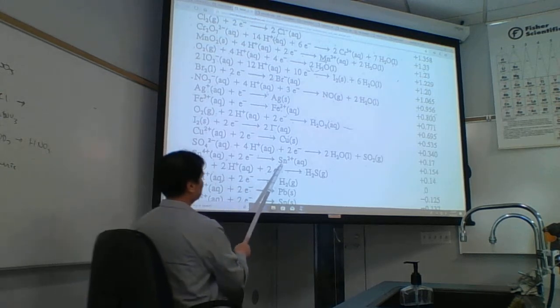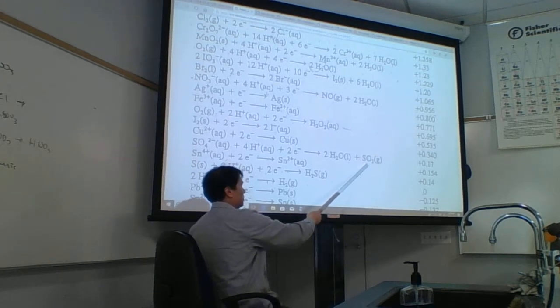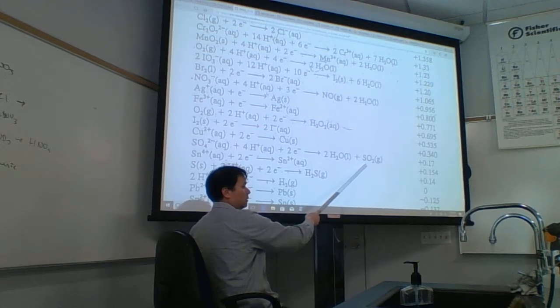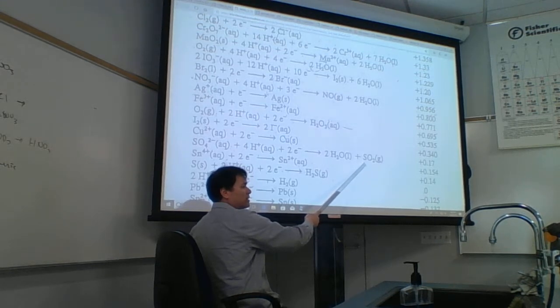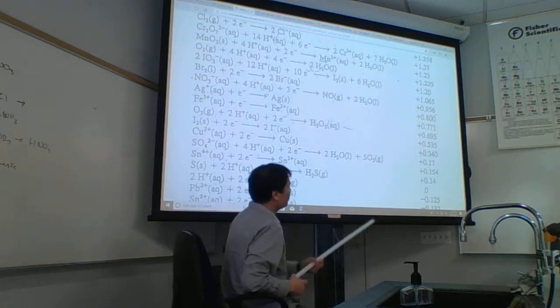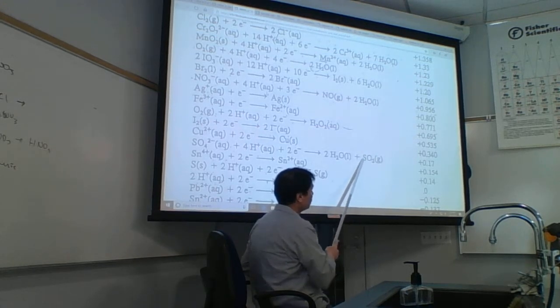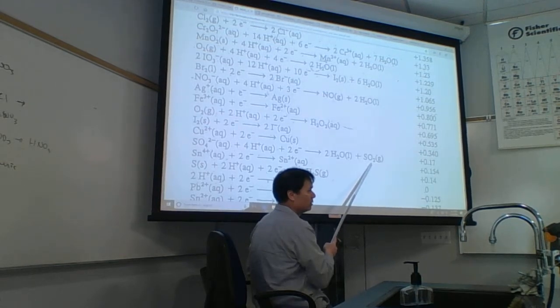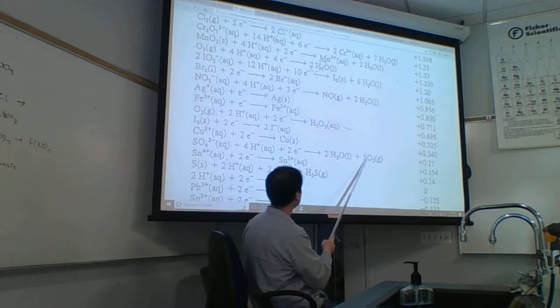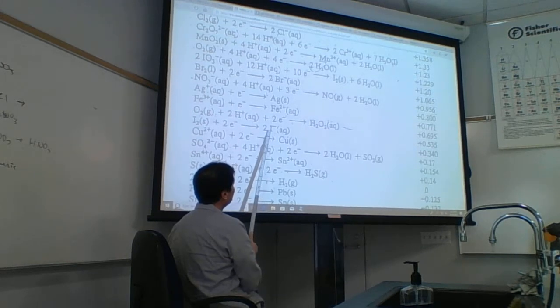Then, tin 2. Well, sulfite is SO3, so this must be hyposulfite ion? Is that correct? No, actually, sulfite is an SO3 2 minus. Sulfate is SO4 2 minus. This has no charge. Therefore, this is not an ion. This would be called sulfur dioxide. It's a neutral compound, binary molecular compound. So sulfur dioxide, copper, iodide.